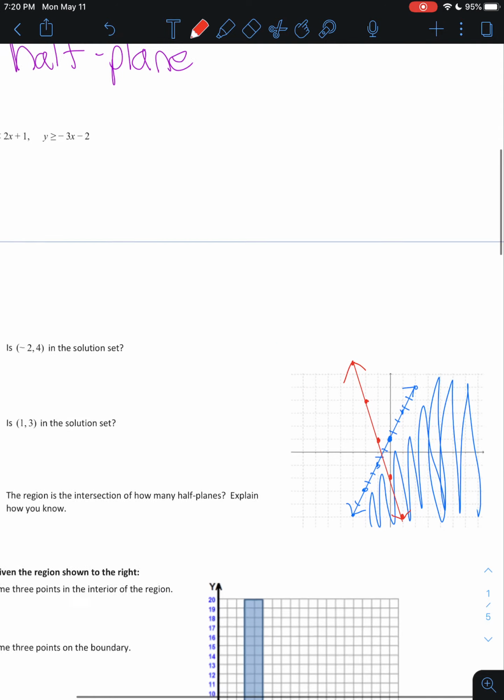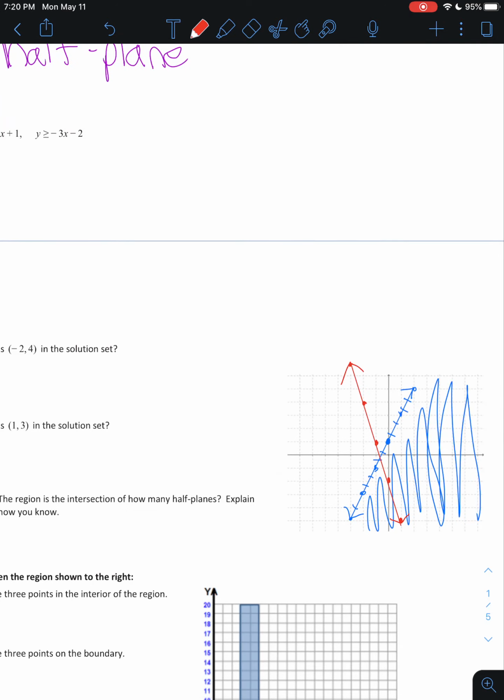And then this time we have y is greater than this line. So we want everything that's above this line. So this would be all of this, and then over here too, right? So we have this section over here that does not intersect the blue region, right? But then everything over here intersects with the blue region.